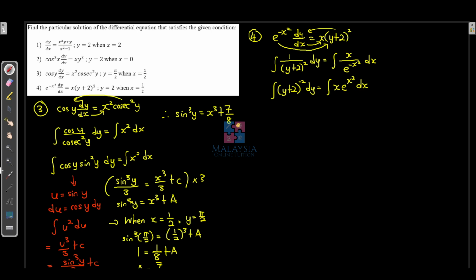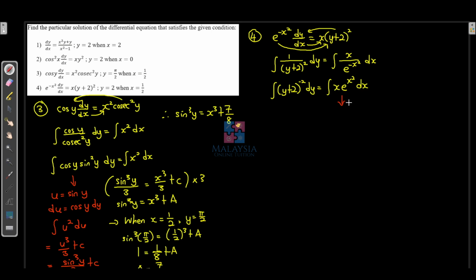If we look at the power of this exponential function, x squared, if you differentiate x squared, you will get 2x. But don't worry about the 2. What is important here is that we get x. So this involves integration by substitution again.